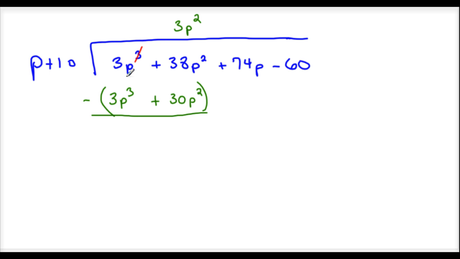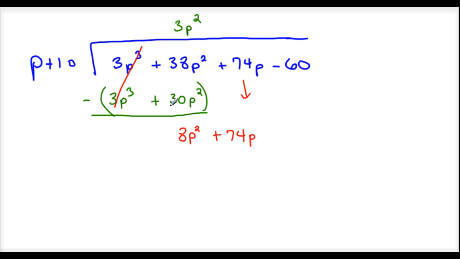Parentheses, subtract. 3p cubed minus 3p cubed goes away to 0. 38p squared minus 30p squared is 8p squared. And then you can bring down your next term, plus 74p. You could bring down the negative 60 here if you want to, but I'm only going to bring down the 2 terms because these are the only 2 terms I'm going to work with next. It's your choice.